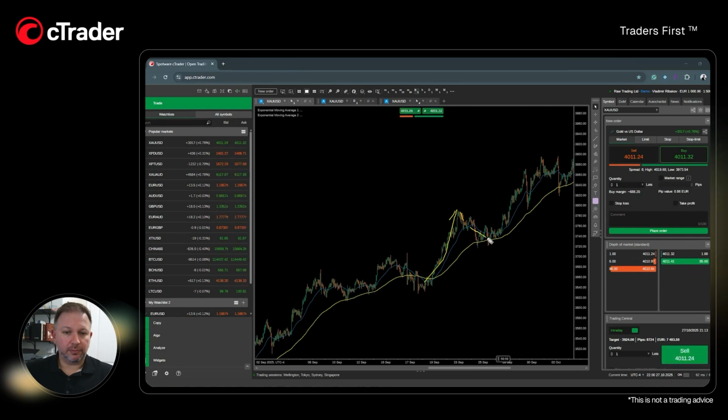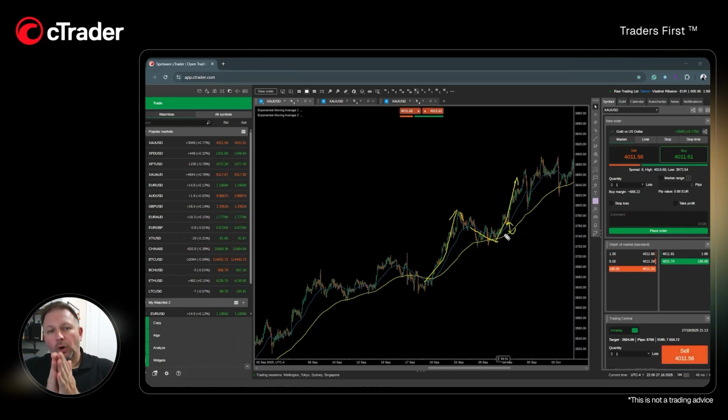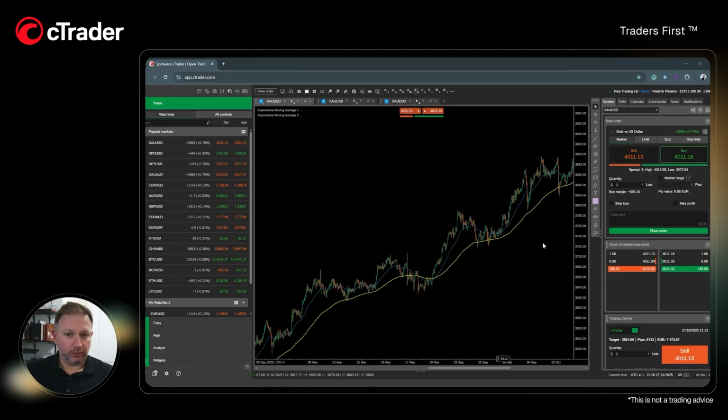Similar happens when the moving averages come close to each other and then again gain distance from each other, right? Open up a gap from each other. That indicates a strong trend momentum.